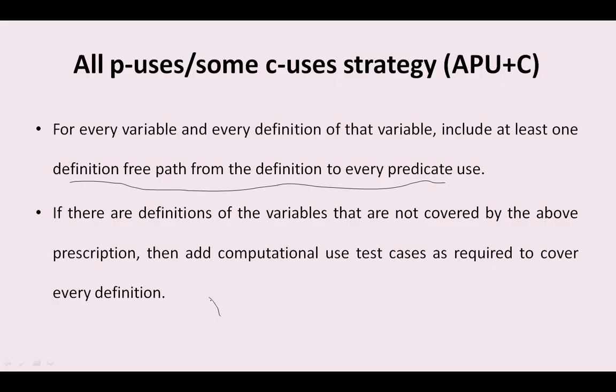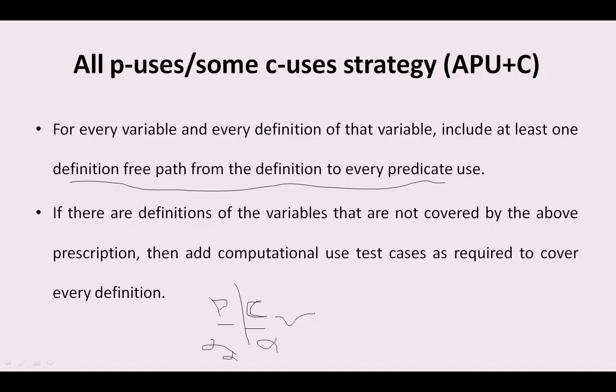Okay, so every predicate use has some computational uses. Here, whatever variable is defined can be used for p-uses, predicate uses, as well as computational uses. But some variables that have definitions won't come under either p-uses or c-uses. Okay, so these won't come under the p-uses, then we have to add these to computational uses.